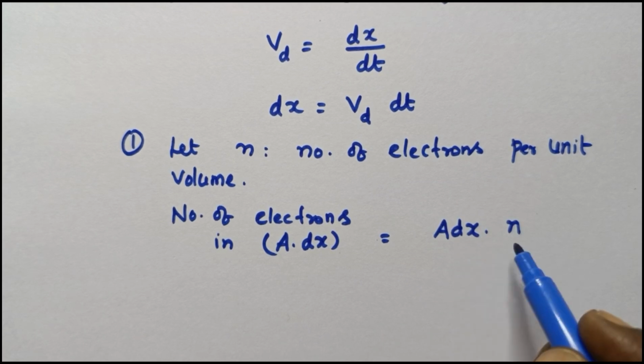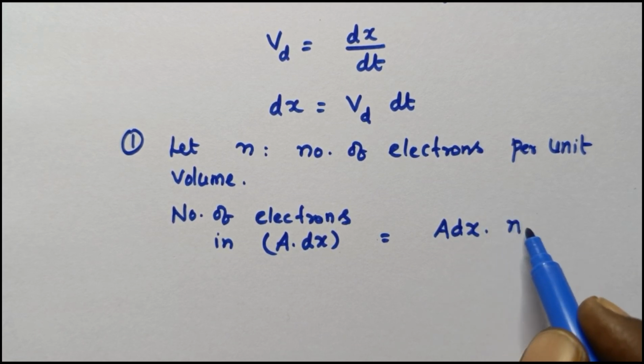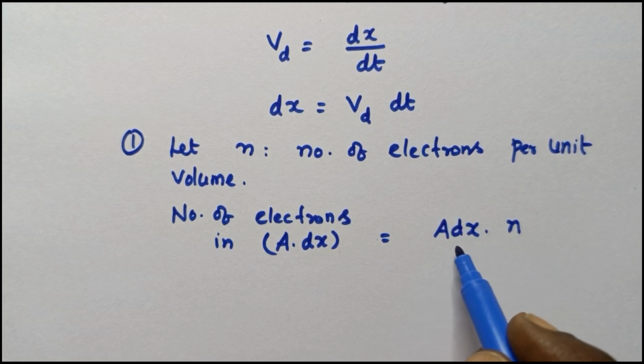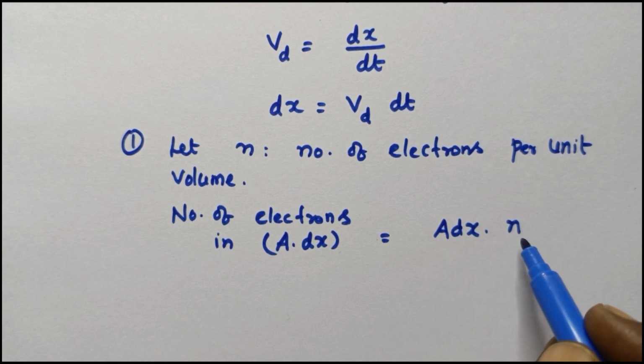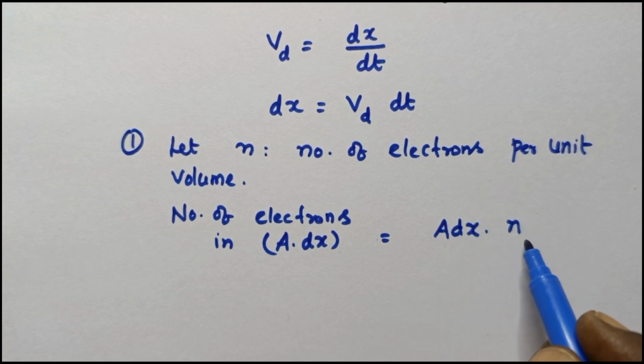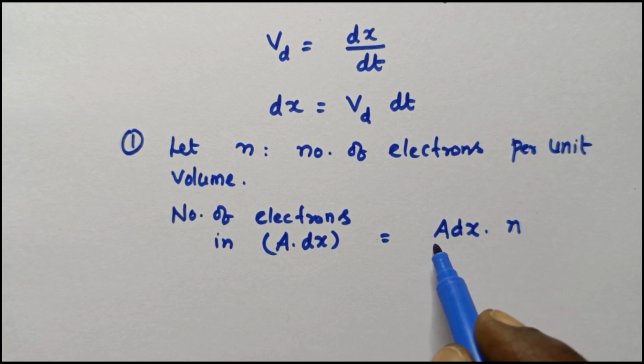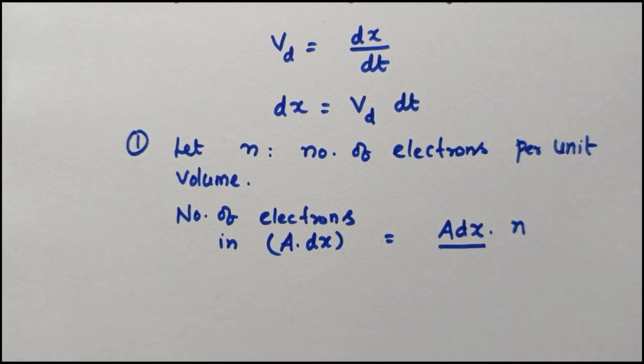This is the volume and this is the number of electrons per unit volume. That is, how many electrons are there in a unit volume? n electrons. So how many electrons are there in this volume? A into dx into n. So this is the total number of electrons in this volume. So the number of electrons in this volume is A into dx into n.